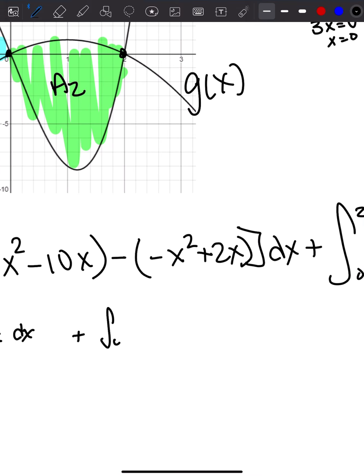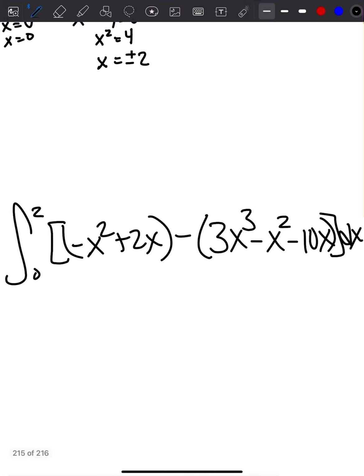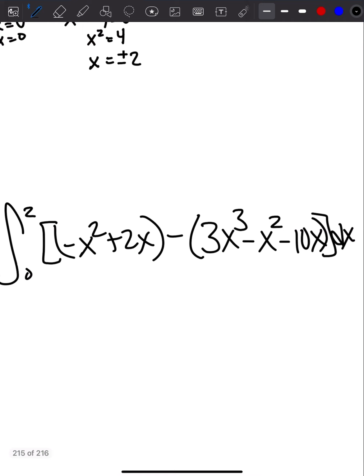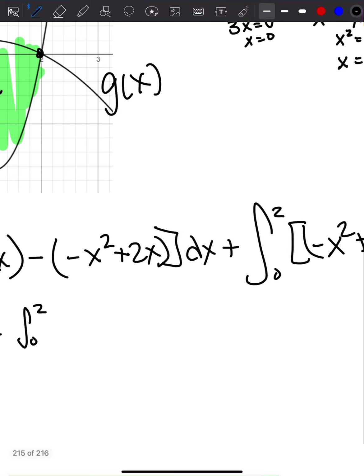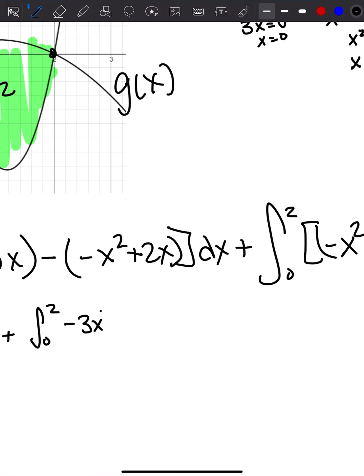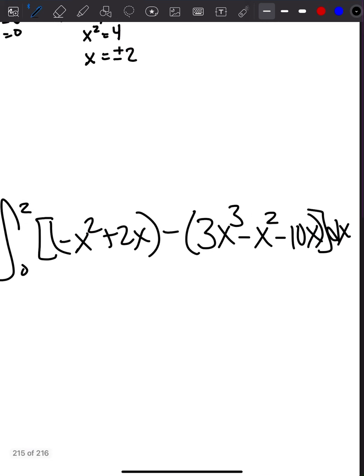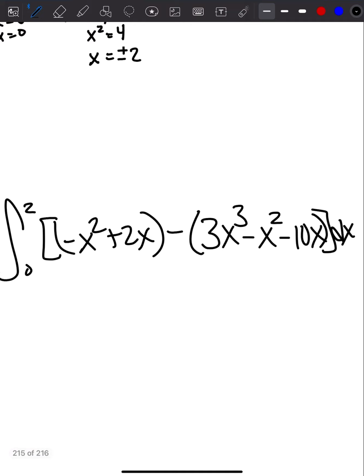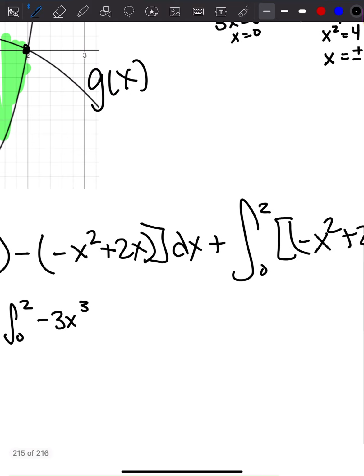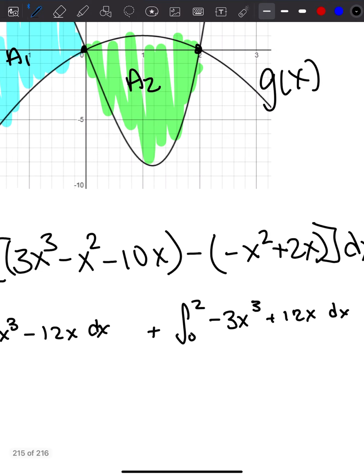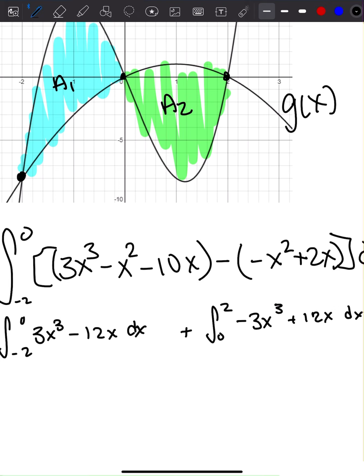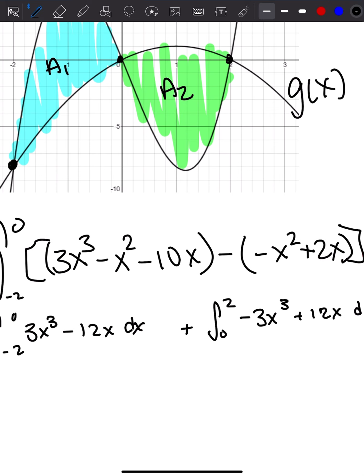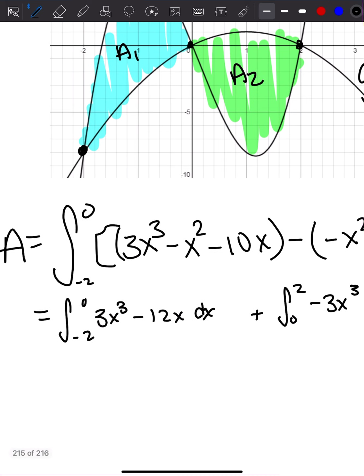And then we are going to add the integral from 0 to 2 of, we have a negative x squared minus a negative x squared. We have a minus 3x cubed. So the x squareds go away, and then we have a 2x minus negative 10x. The minus and negative turns it into a positive. So this is what we're dealing with. And you're going to notice that these are very similar, except for our signs are a little bit different, and it's because of how we had to subtract things.